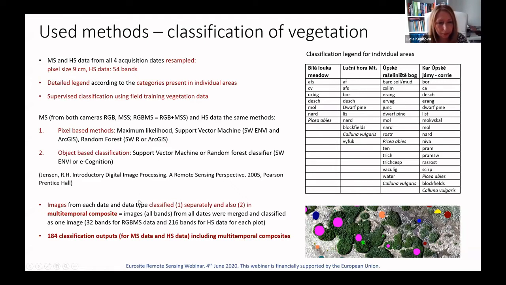We classify images from each date for each area, but what is very important, we also create so-called multi-temporal composites. We merge all classified data from multispectral and hyperspectral cameras from all dates for all 4 months into one composite. Finally, we have 184 classification outputs for the first year.